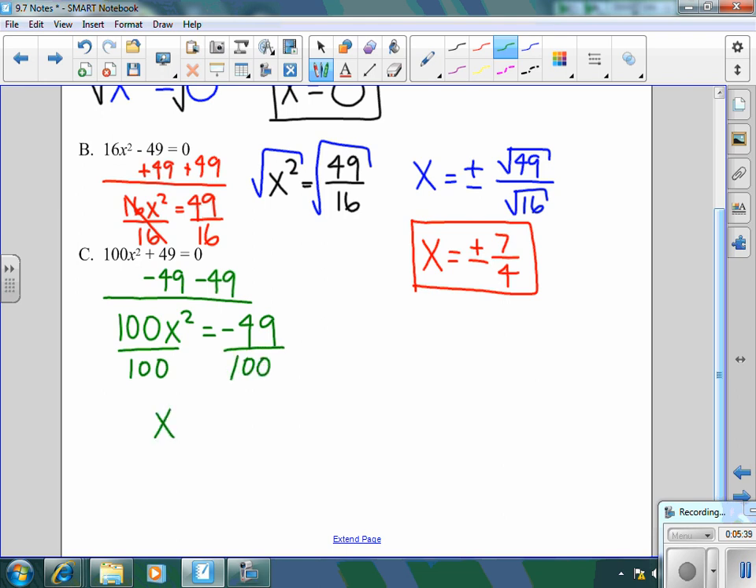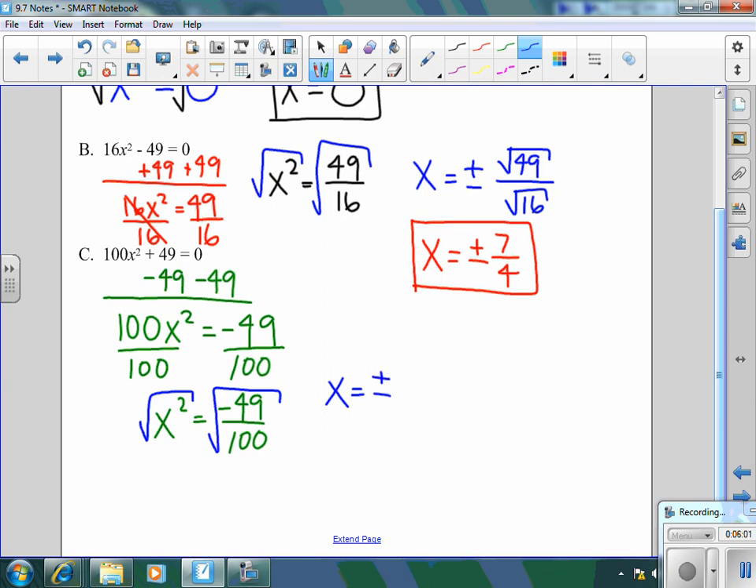And we get x squared equals negative 49/100. So just like the last one, don't simplify it just yet. Don't type it in your calculator. Let's take the square root and undo both sides. So the square root of x squared is x. We have to remember the plus or minus.